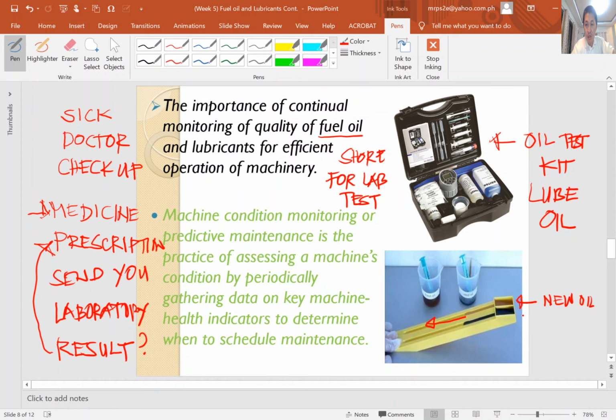And this one is used oil from the engine. So by testing this one, you need of course here the cylinder, for new oil and used oil, and you have the syringe, and you have here the flow stick. So this is the flow stick.